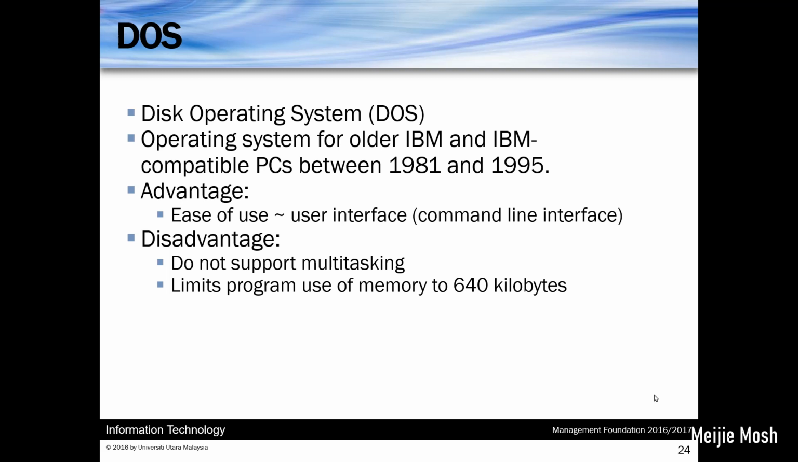A disk operating system must provide a file system for organizing, reading, and writing files on the storage disk. These operating systems were available for mainframes, minicomputers, microprocessors, and home computers, and were usually loaded from the disk themselves as part of the boot process. The advantage of this operating system is ease of use because the user interface is using the command line interface, like I've shown before.